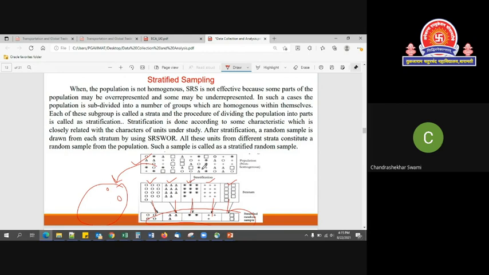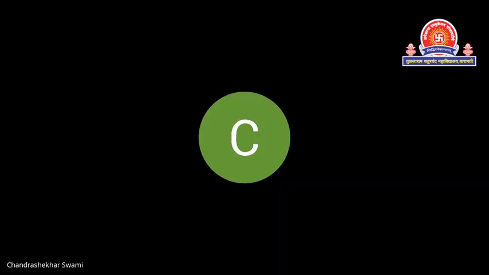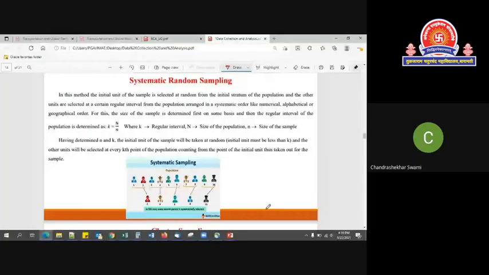So to overcome this limitation or drawback, first I have to do what? Grouping. So I make homogeneous groups. This is one homogeneous group, this is another homogeneous group, and so on. And from each group, some number of elements are selected. So such a sampling procedure is called what? Stratified random sampling.